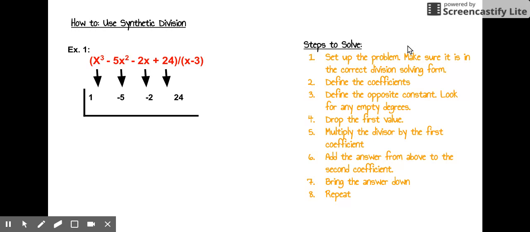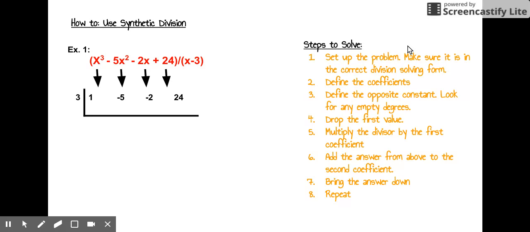Step 3 of the steps to solve says to find the opposite constant and look for any empty degrees. We're going to define the opposite constant of the divisor. We have x minus 3, and the opposite of -3 is 3. So the number that's going to go on the outside of our table is 3. It also says to look for any empty degrees. We don't have any empty degrees, because we have x cubed, x squared, x, and then the constant. We aren't skipping any. We aren't going from x cubed to x, or from x to the 4th to x to the 1st.